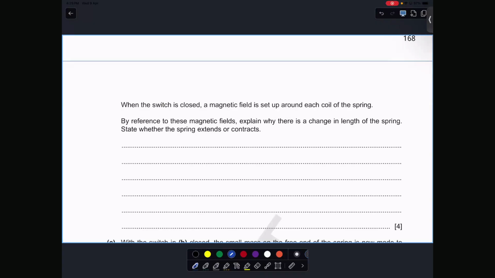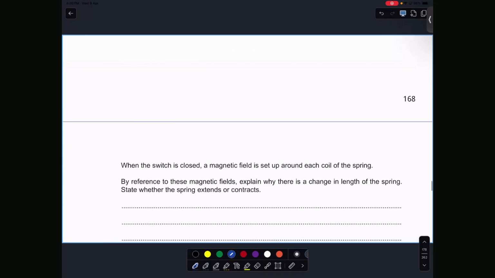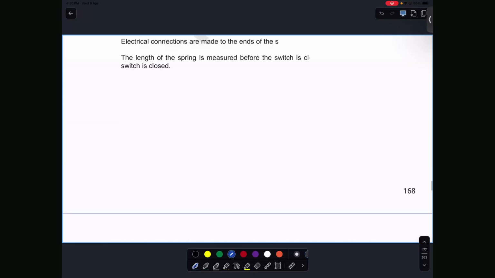Okay, it says by reference to these magnetic fields, explain why there's a change in the length of the spring. State whether it extends or contracts. So if current passes, what happens to the length of the spring?